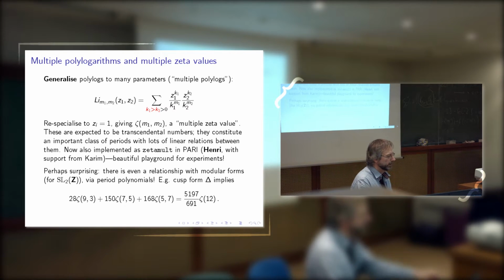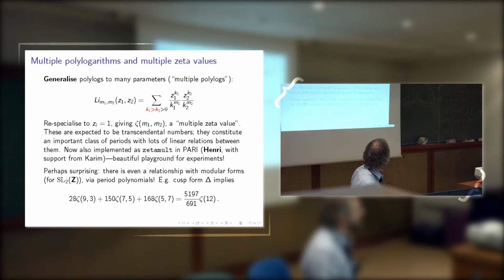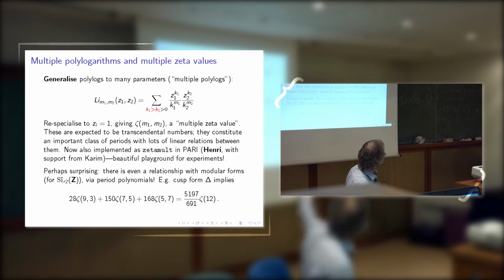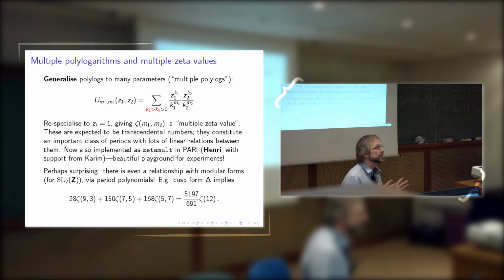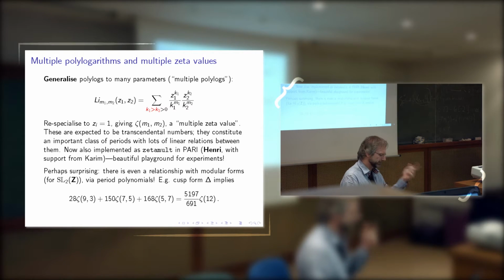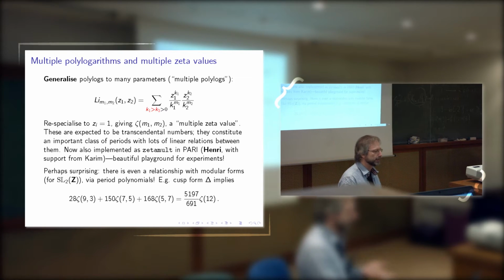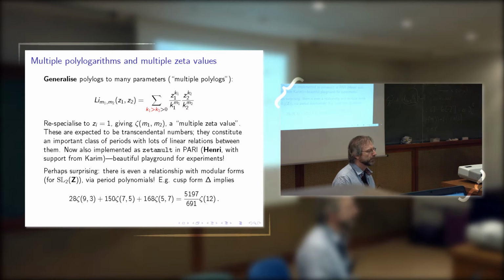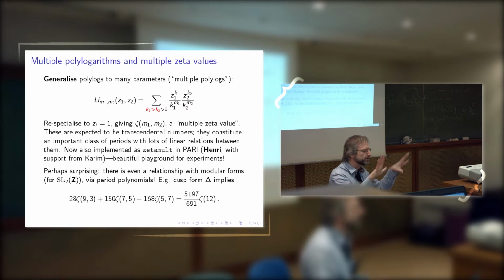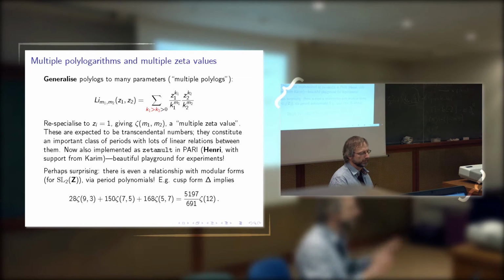And if you now specialize these z_i to 1, so you just erase the numerator or replace it by 1, then what you get is a multiple zeta value, zeta(m1, m2). And these are actually extremely interesting numbers. In many different contexts, you have them in knot theory. They occurred in Feynman integral calculations for physicists. In number theory, obviously, and they form an interesting kind of tapestry of numbers.